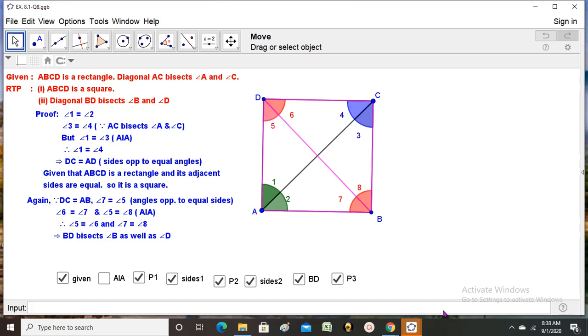So in all these, giving proof is only based on pairs of alternate interior angles as well as equal sides and equal angles. Okay, this is how we proved question number 8 also now.